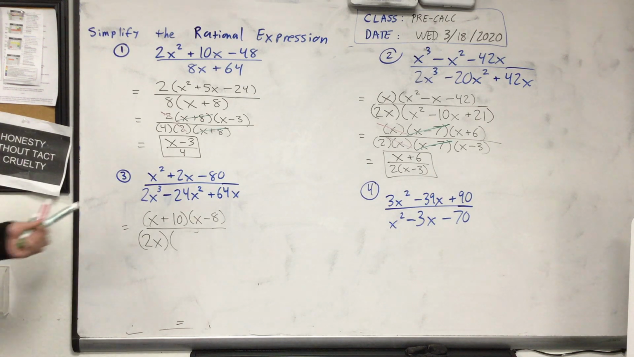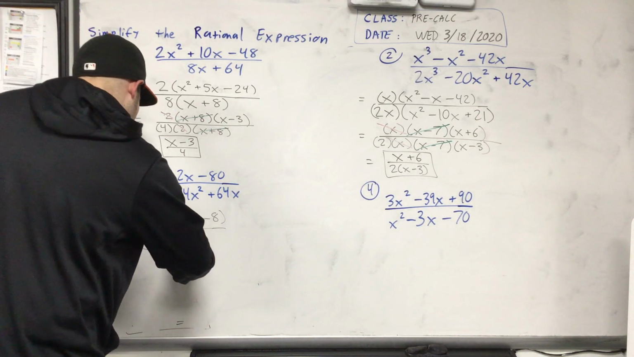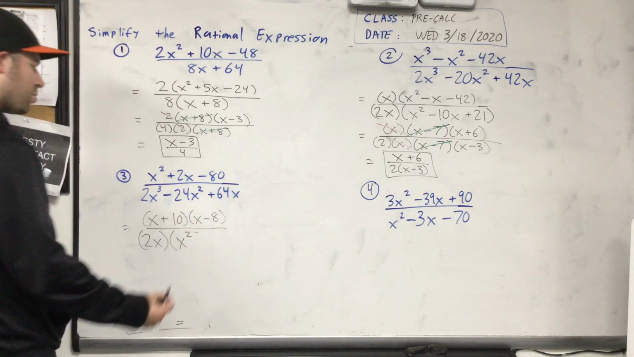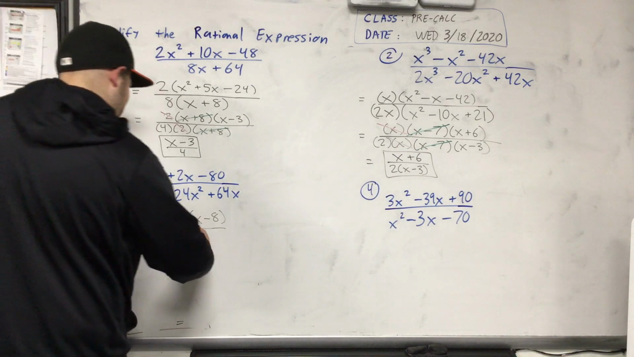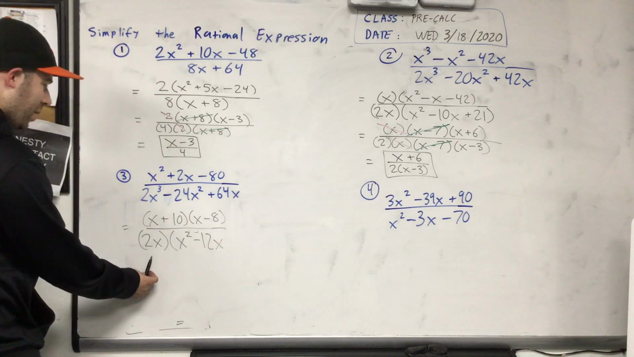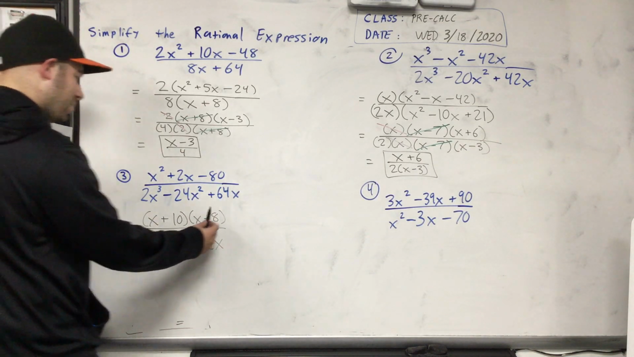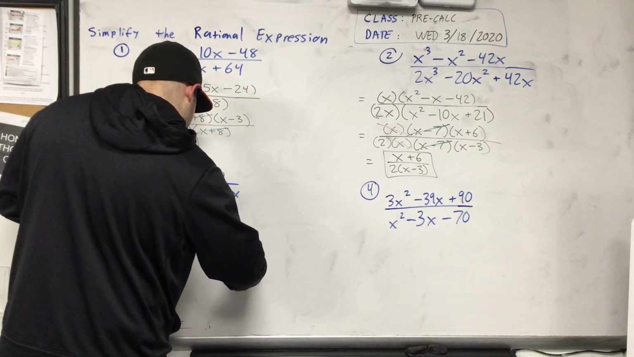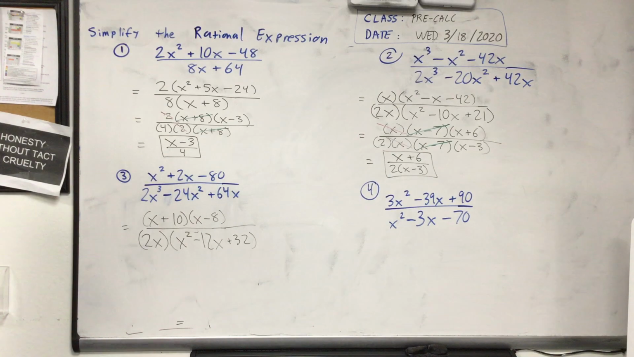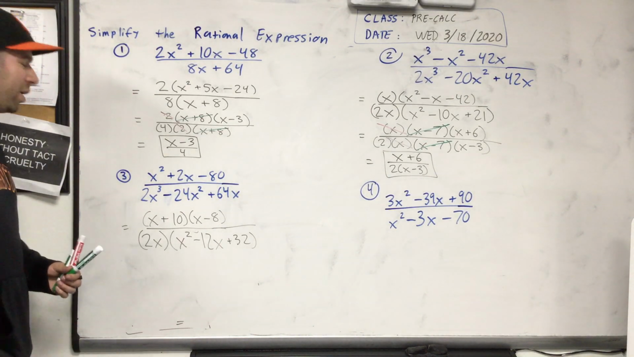2x factored out forms, 2x times what is 2x cubed? That would be x squared. 2x times what is negative 24x squared? That would be negative 12x. And finally, 2x times what is 64x? Well, 2 times 32 is 64, and we already have an x, so we don't need to multiply by another x. But now we need to factor out that quadratic trinomial.